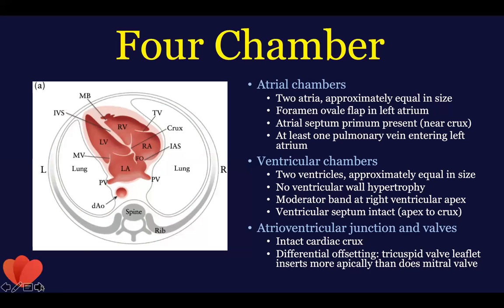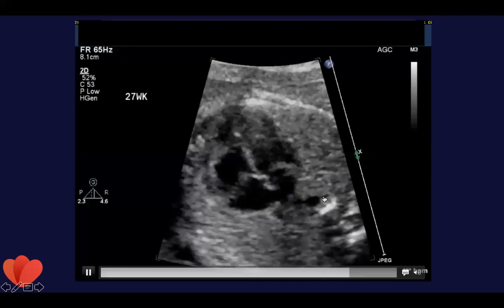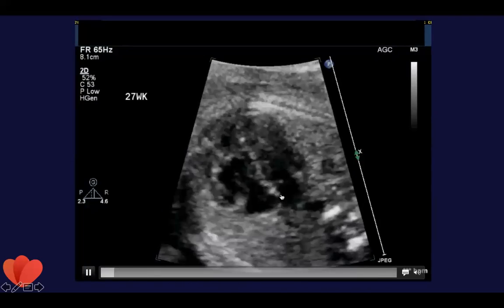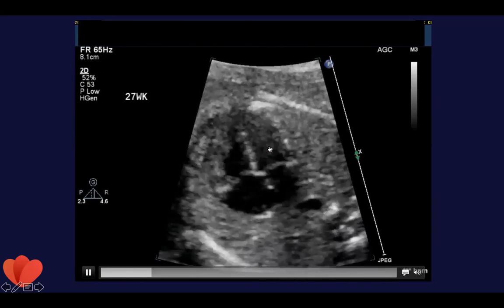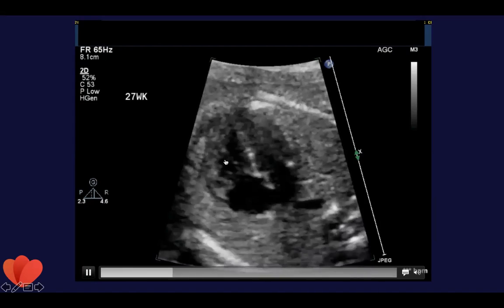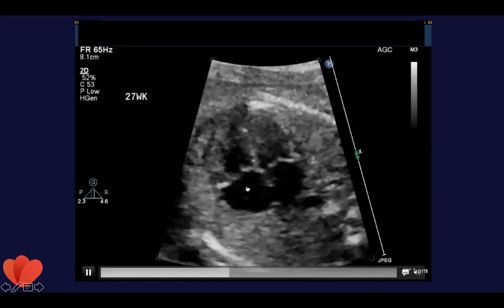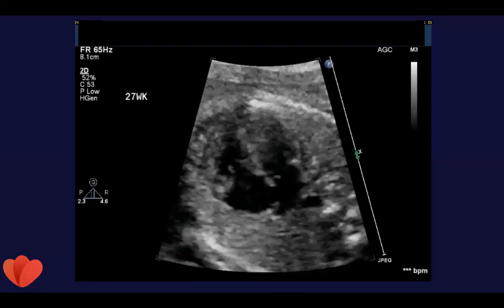So here's an example of a normal four-chamber. Again, we always look for the spine, which you can see here. So this is left, this is right. And you can see nicely you have a septum that bows correctly to the left. The LV and RV are about the same size, and the tricuspid valve is a little bit apically displaced. So here's a nice example of a normal four-chamber heart.